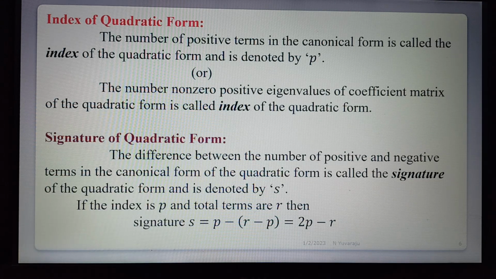R is the total number of non-zero terms, and among them P is the positive terms, so the remaining negative terms are R minus P. So the total signature is the difference between P, the number of positive terms, and R minus P, the number of negative terms, that is equal to 2P minus R. This is the signature of the quadratic form. Okay, this is the index and the signature.